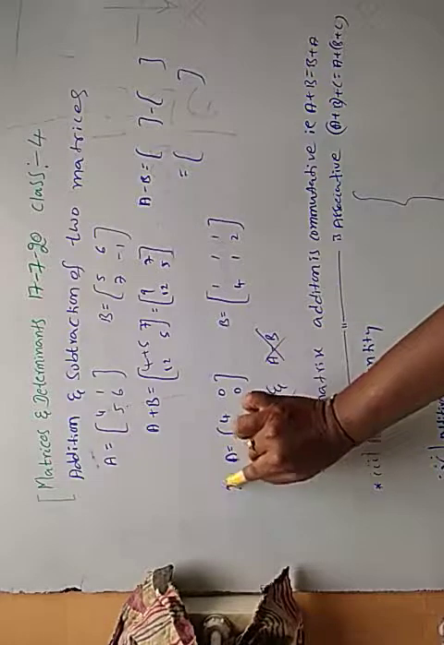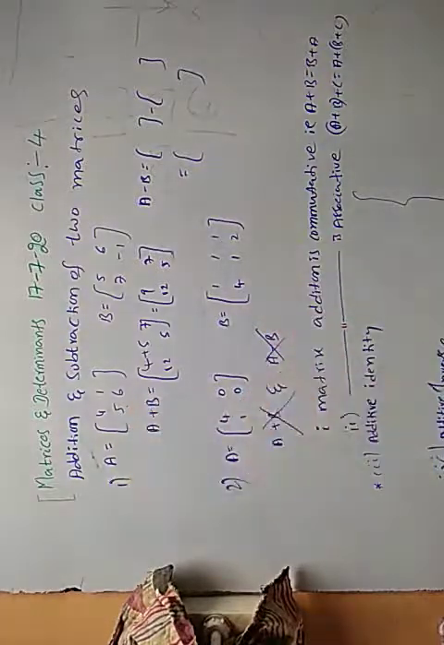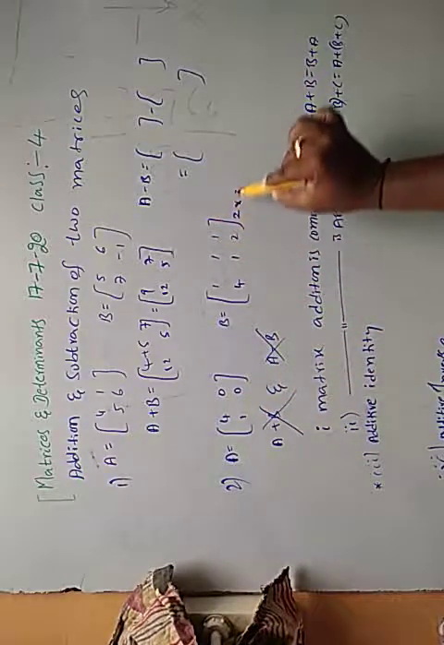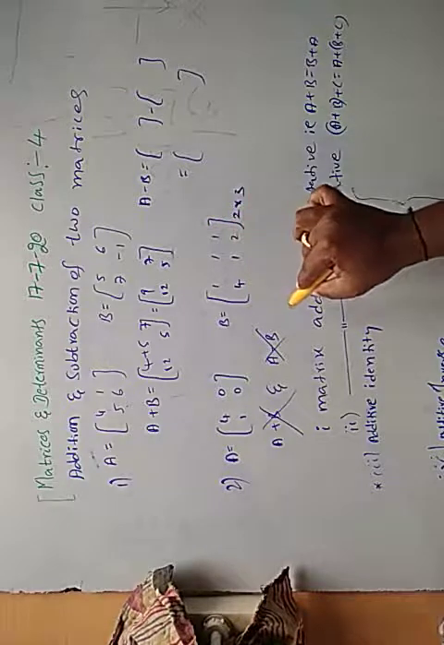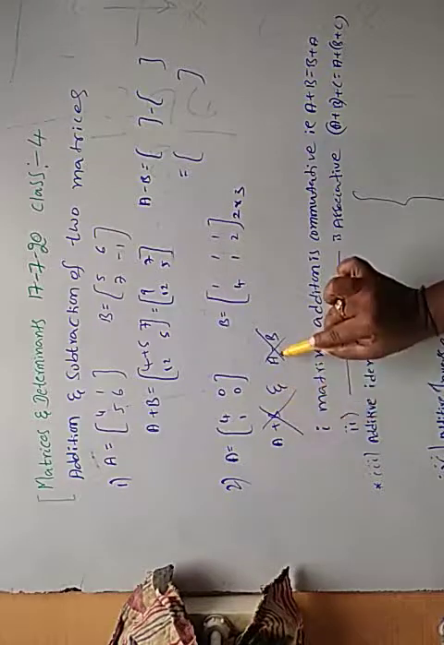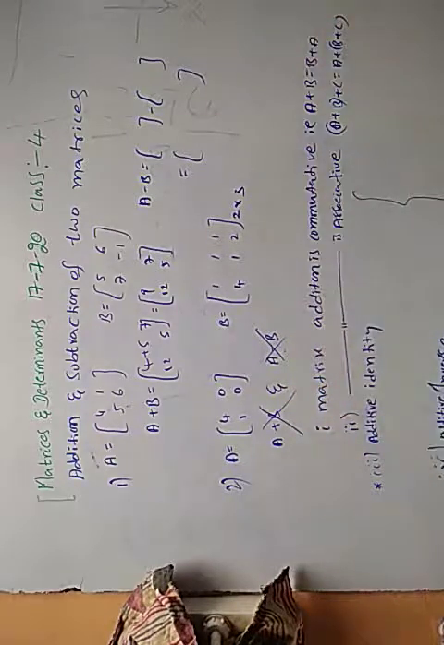Then come to example number 2 here. A is a 2 cross 2 matrix. B is 2 cross 3, 2 rows and 3 columns, a 2 cross 3 matrix. Hence A plus B and A minus B do not exist.